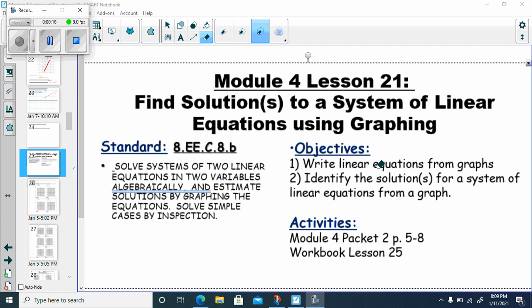Now we're going to write linear equations from graphs. You've done this before. This is a review. Then we're going to identify the solution for a system of linear equations from the graph. It's the point where the two lines intersect.